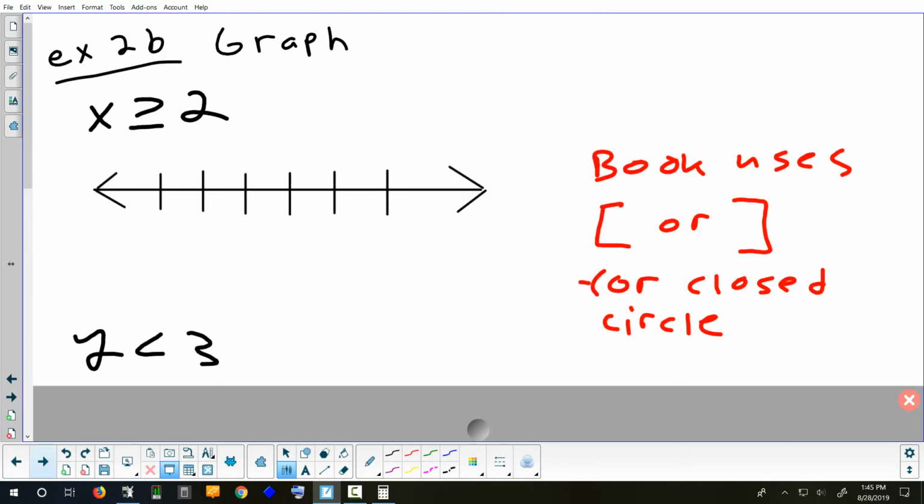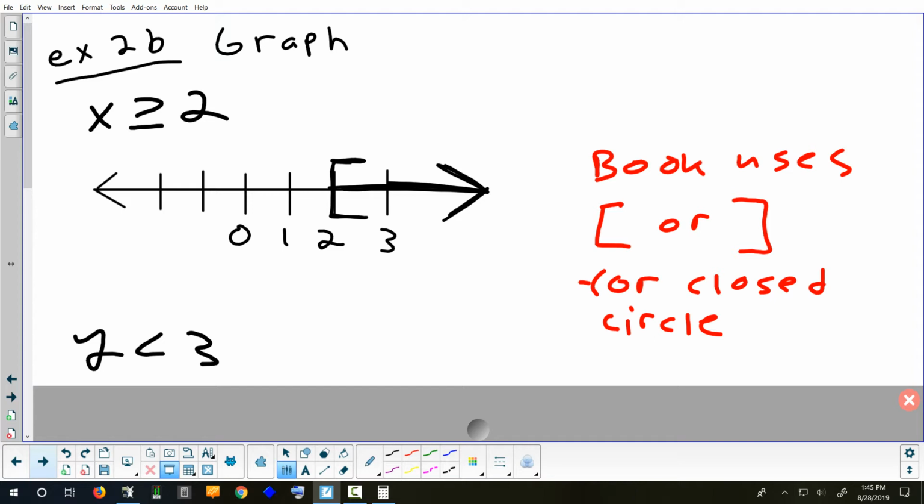This might be new. Our book does it a little different. Instead of using an open and a closed circle, they use a bracket. Now, the only thing about the bracket is you have to face it the way that you want it to shade. So not like an open circle where you can just put the circle and you don't have to think about it. You kind of have to think about which way the bracket's going to open. So x is greater than or equal to 2. You would put a bracket like this, and you would shade right. That's what it would look like.